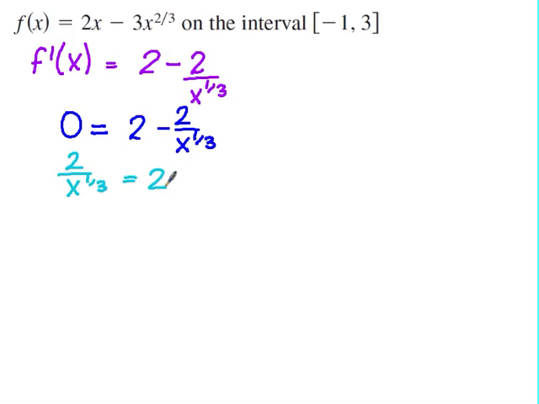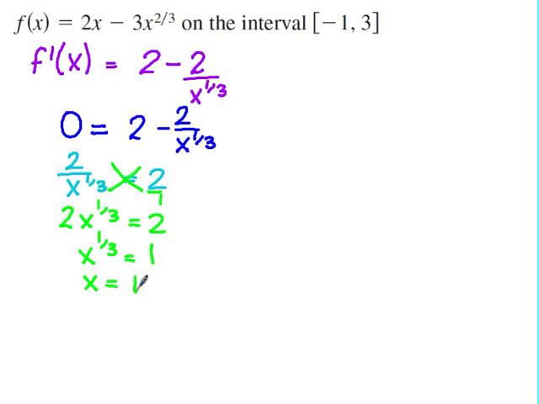Why do you suppose I did that? Yeah, because now you can cross multiply. Okay, let's write a proportion right here, and then cross multiply. So really I get 2x to the 1/3 equals 2. So what does x to the 1/3 equal? 1. So what's your critical number going to be?